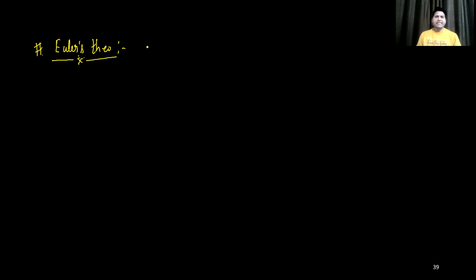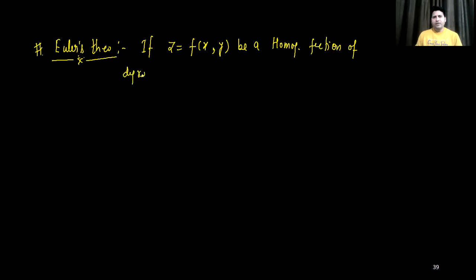Let us see what it says. It says that if z, which is a function of x and y, is a homogeneous function of degree n, then it has two results.